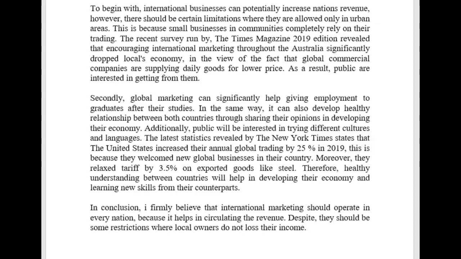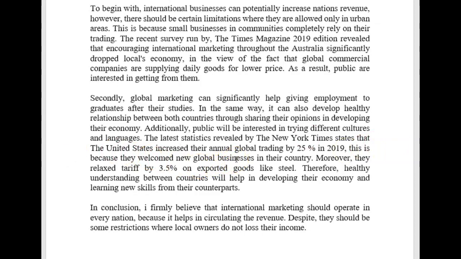In the same way, it can also develop healthy relationships, plural, between both countries, through sharing their opinions and developing their economy. All right, how? Additionally, the public will be interested in trying different cultures and languages. The latest statistics revealed by the New York Times states that the United States increased their annual global trading by 25% in 2019. Full stop. This is because they welcome new global businesses in their country.